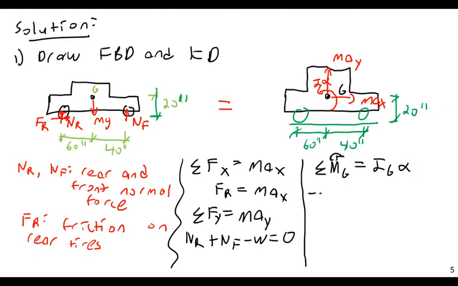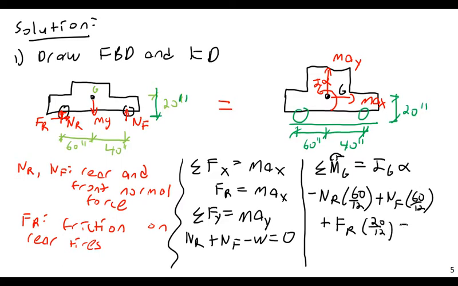And then the summation of moments will be negative N_R times 60 over 12. What on earth did I just do? Why 12? Because feet, to convert to feet. Plus N_F times 60 over 12, plus, I'm just taking the moment arms with respect to G, plus F_R times 20 over 12. And this is equal to 0.